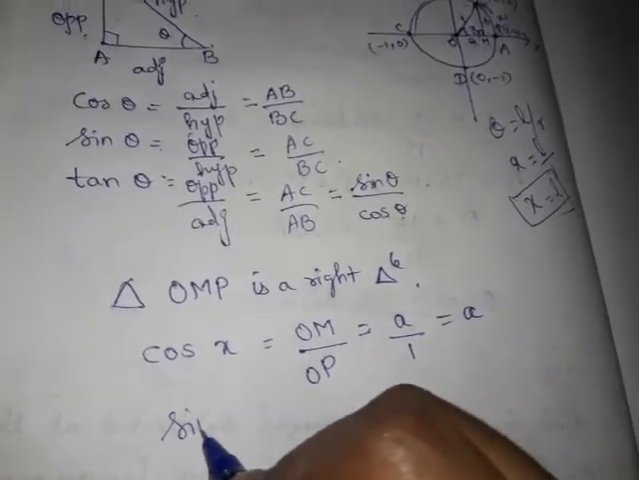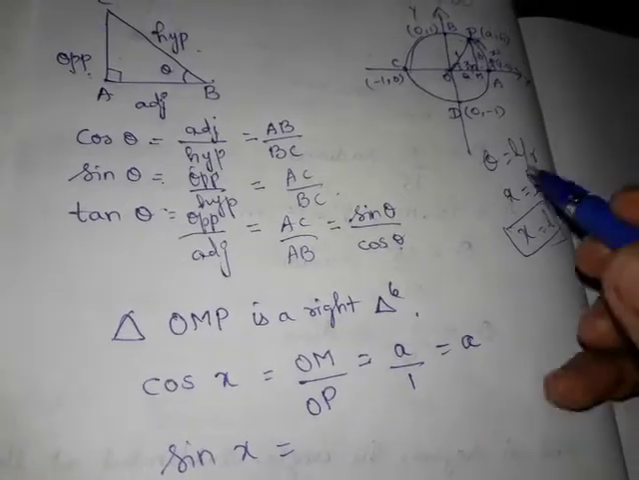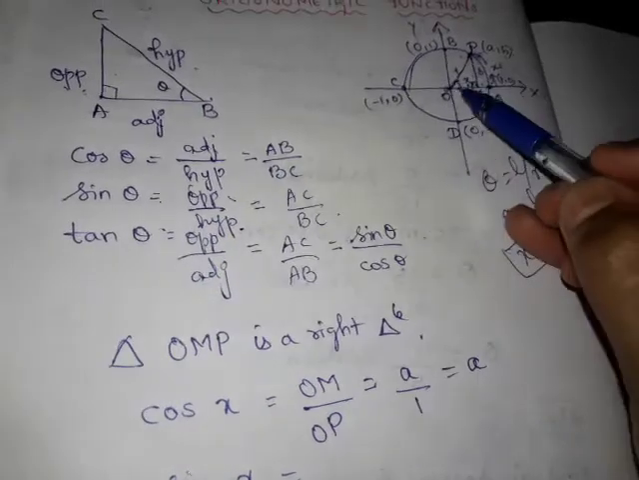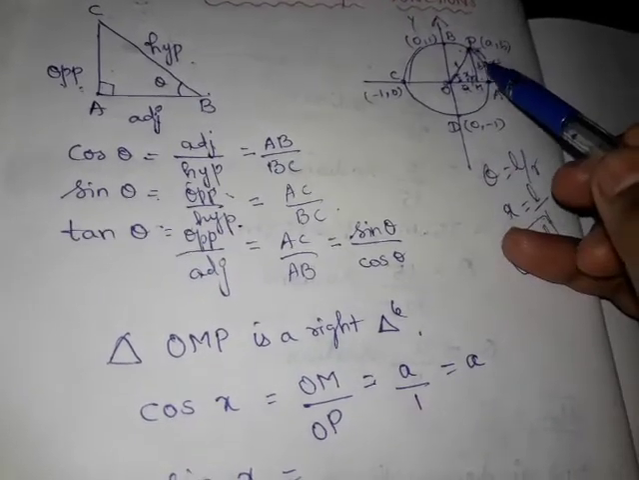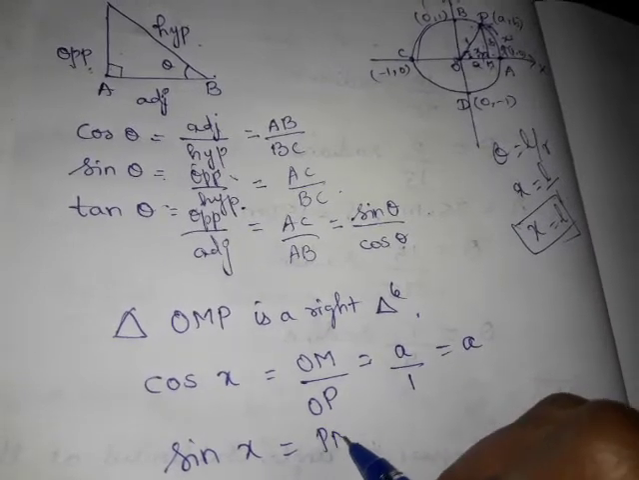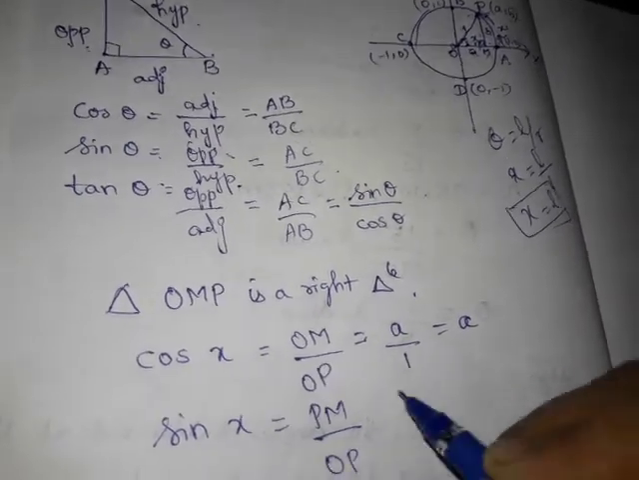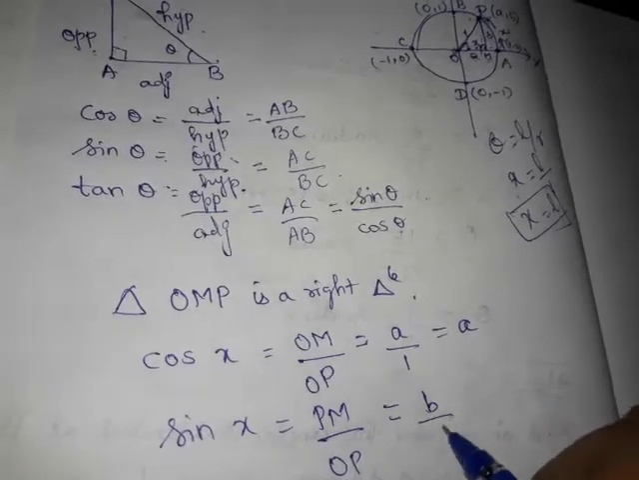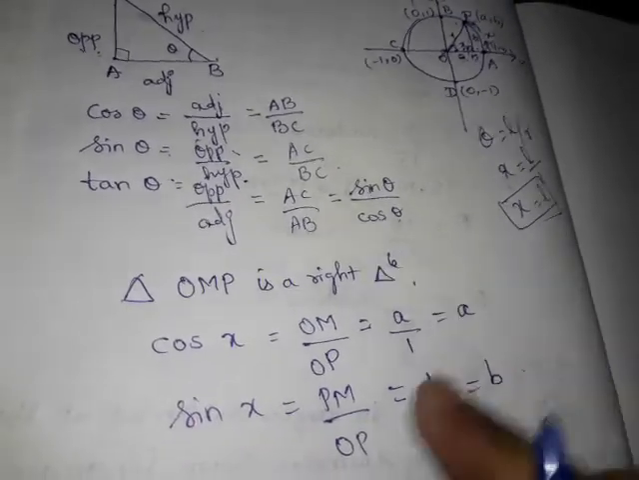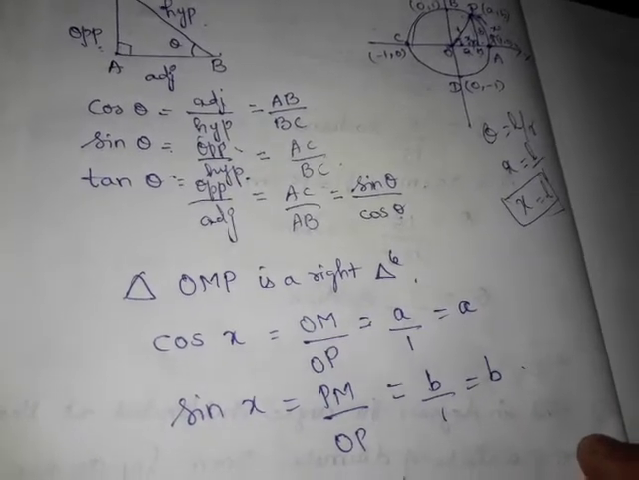Then what will be sin x? Sin x is equal to, the definition of sin theta is opposite by hypotenuse. Which is opposite to x? MP or PM, right? So PM divided by hypotenuse OP. The measurement is B by 1, which is equal to B. So we got cos x equals A and sin x equals B.